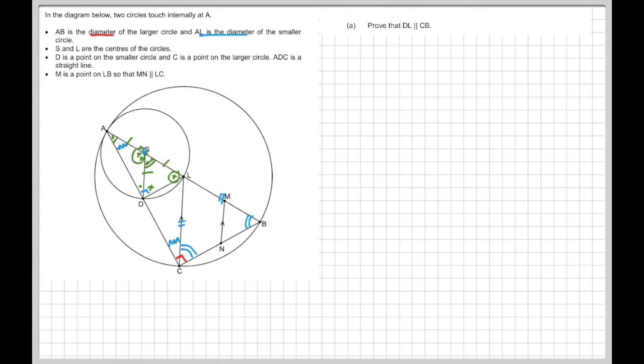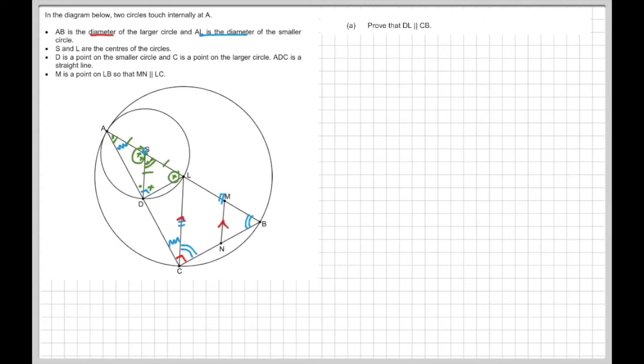Again, I do different colors because colors work for me. I encourage you to do the same at home. Even in the exam, I don't know whether they will allow you to use colors in the exam. Find out from your teachers. But let's have a look at what I'm going to do next.